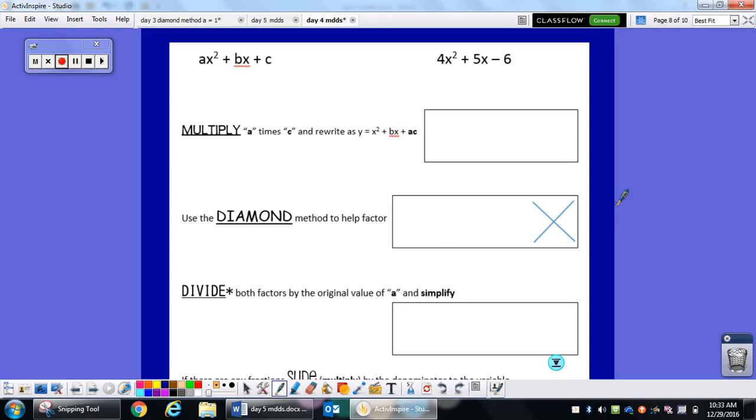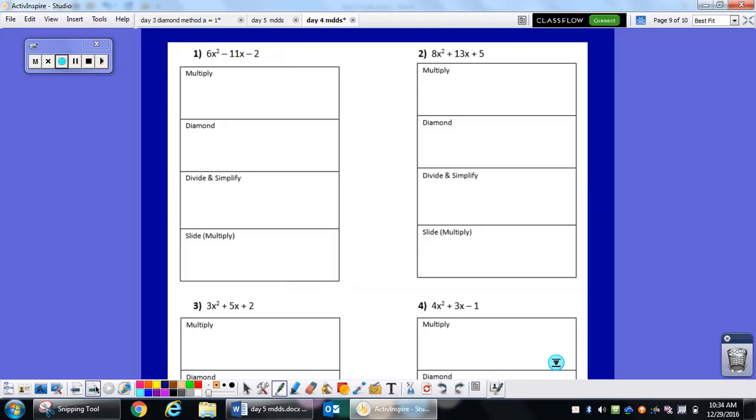So I think you should be able to do this one following the steps along. Try to do that one on your own. So let's do number 2 together.